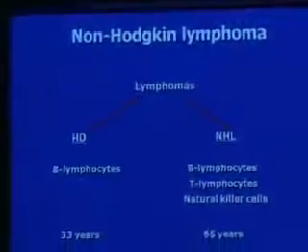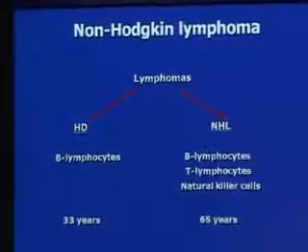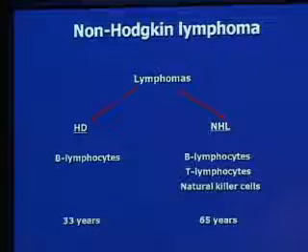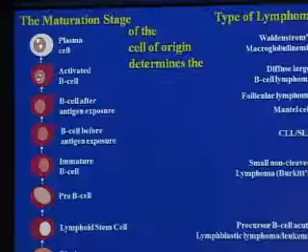As you all know, there are two basic big groups of lymphoma. One is Hodgkin disease and the other is non-Hodgkin lymphoma. Hodgkin disease mainly affects the B lymphocytes, and the main diagnosis age is around 33 years old, so it's pretty young people. Non-Hodgkin lymphoma is a whole big group of diseases, and it can affect both B lymphocytes and T lymphocytes, as well as natural killer cells. For non-Hodgkin lymphoma, the mean diagnosis age is pretty old, around 60 to 65 years old.